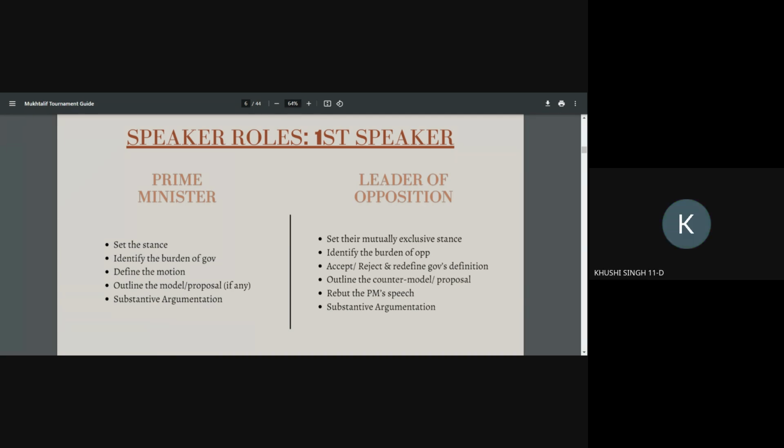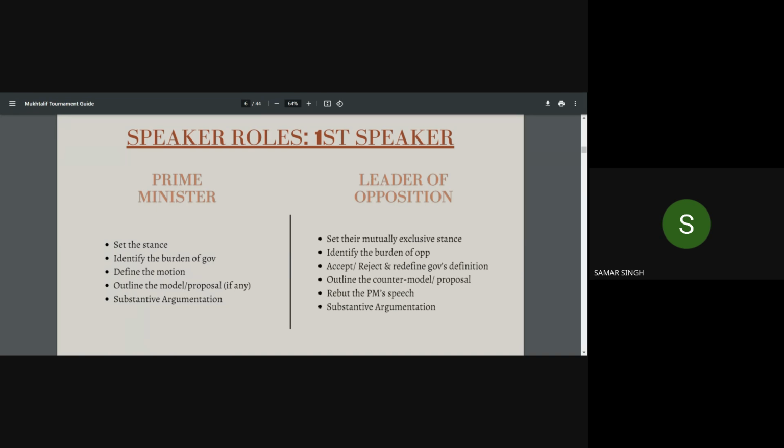So I wanted to ask a question related to the third point from the leader of opposition. After the prime minister defines the motion, the leader of opposition can accept or reject. What does that mean? Redefining the government's definition. If the definition was somewhat true and does not harm the basic sportsmanship of a sport, then you should accept the definition. Accepting the definition means the leader of opposition can come and say that we as the opposition accept the definition of the government and believe that the definition is true.